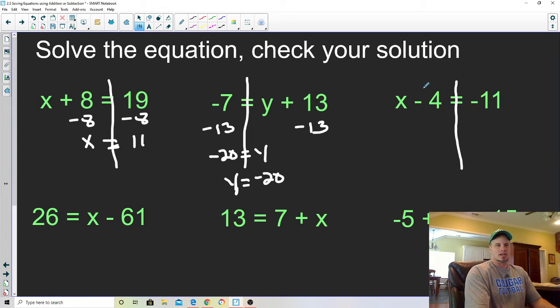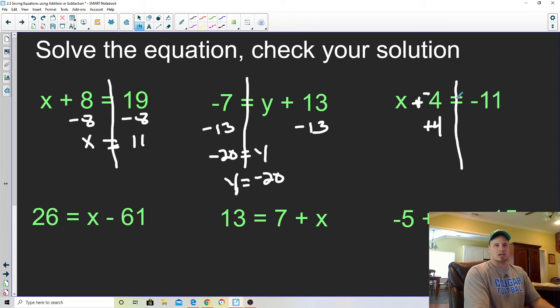Now, until you get used to subtraction and negatives and things like that, I always get you to change the subtraction to an addition sign. So we keep it, change it, change it, okay? Now I've got a negative 4 I need to make go away. The way to make a negative 4 go away is a positive 4, because opposites equal 0 when you add them.